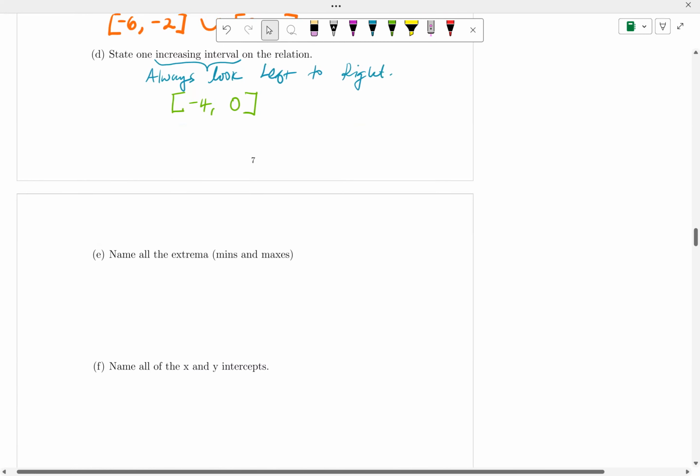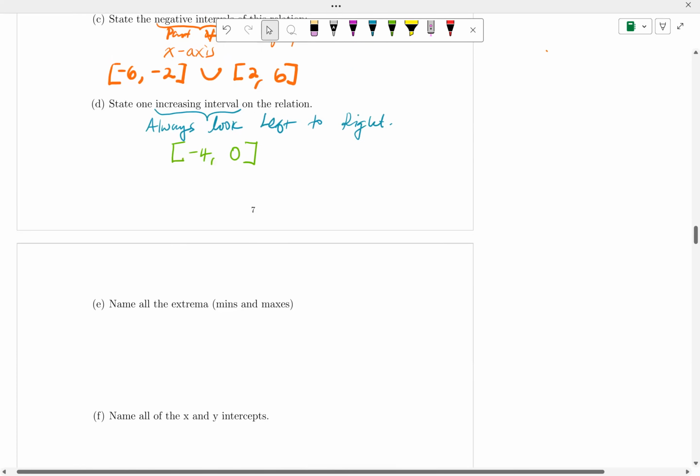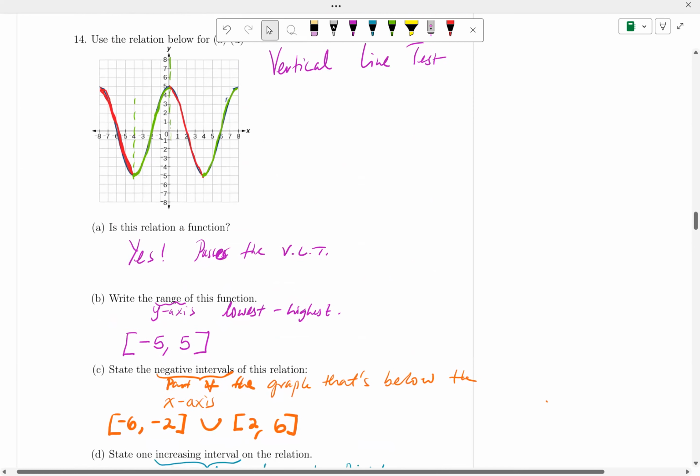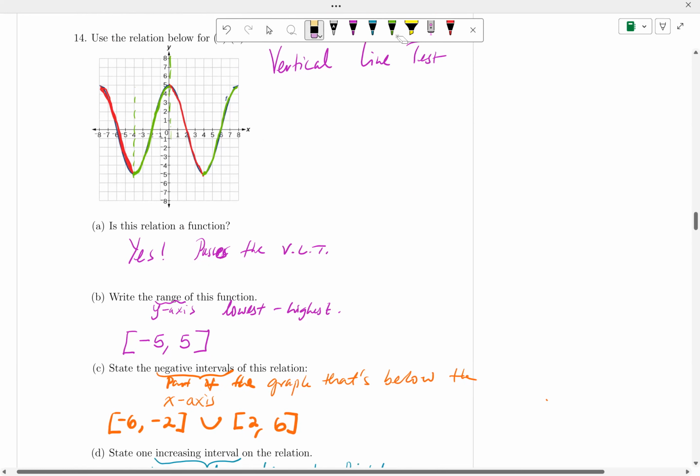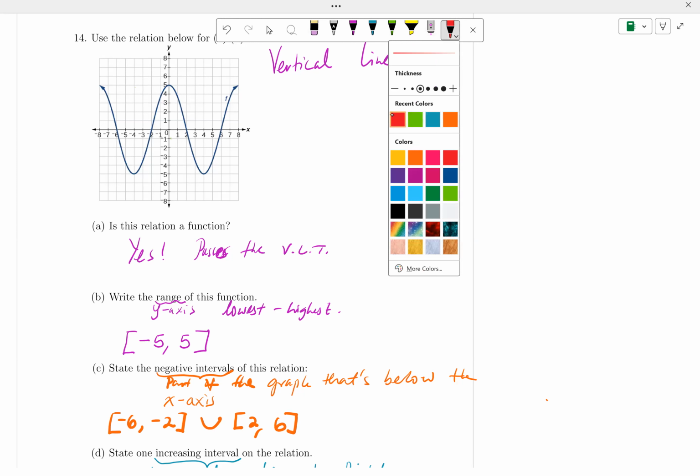The next question says, name all the extrema for this graph. What are the minimums and the maximums? So back to this diagram. Let me erase the old markings again so we have a clean diagram to work with. I'm going to show you the minimums and the maximums. I'm going to use red so it stands out.